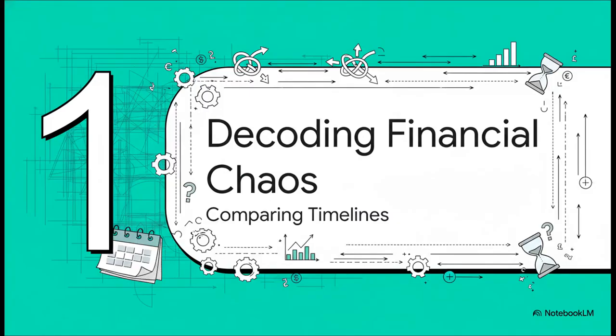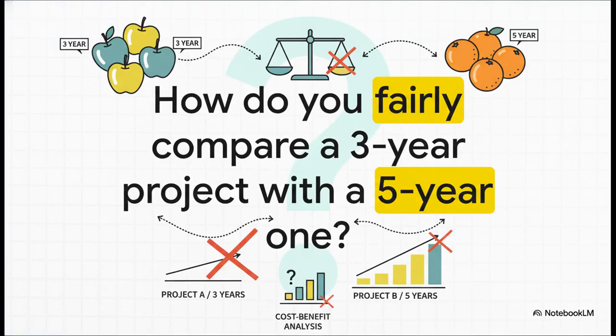We're going to start with a challenge that I'm sure many of you have run into when you're planning out new projects. So think about it. You've got one project that's slated to last 3 years, and another one that's supposed to go for 5. How do you actually compare them fairly? It's that classic apples and oranges problem, right? It makes it incredibly difficult to see which one is truly the better investment for the long haul. A simple cost-benefit analysis just doesn't cut it.